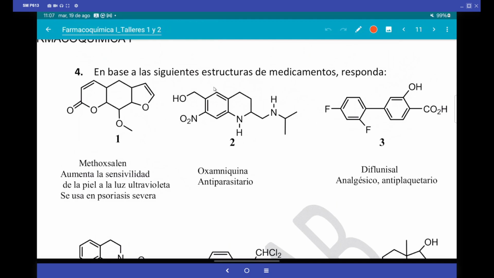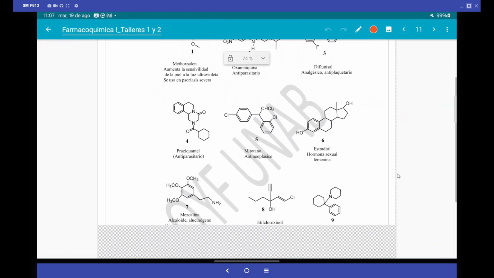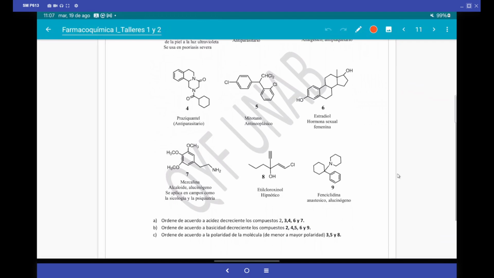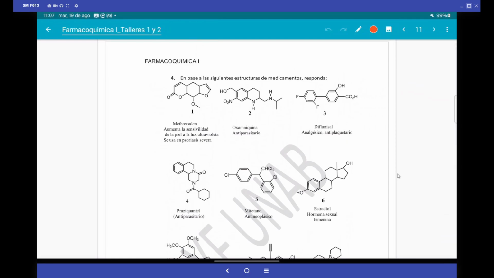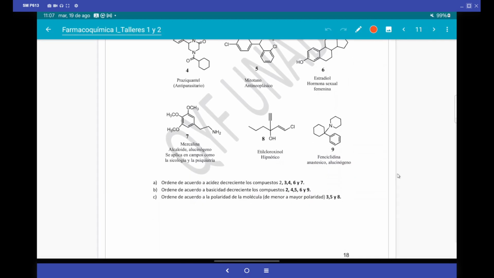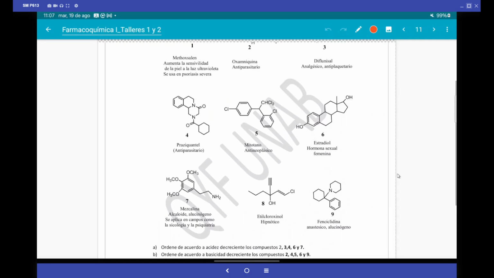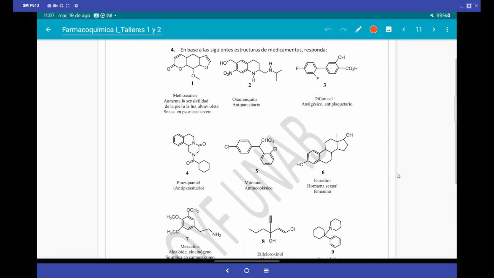It says, based on the following structures of medicines, it responds. Then several molecules are shown. This is a table with several structures. And it says, for example, order by decreasing acidity the compounds 2, 3, 4, 6, and 7. Okay, it says, of acidity, decreasing acidity, which is the most acidic.